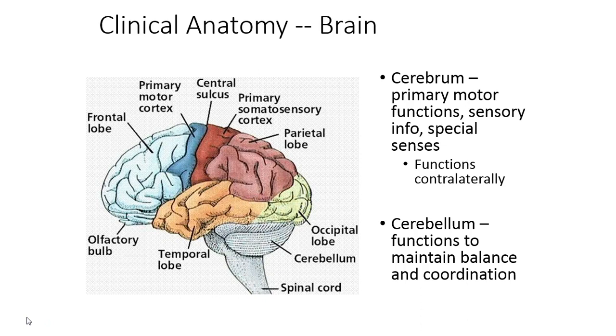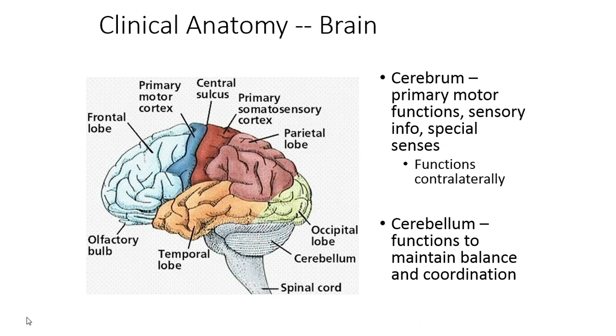Your cerebrum is your primary motor functions, sensory information, special senses. So the cerebrum is the part of your brain that controls functions contralaterally, the left and the right. So the left side of the brain controls the right side of the body, and the right side of the brain controls the left side of the body.